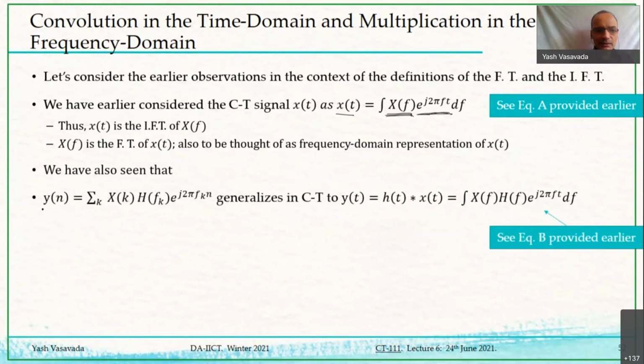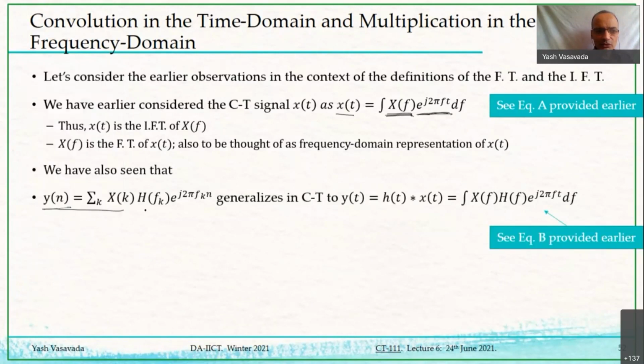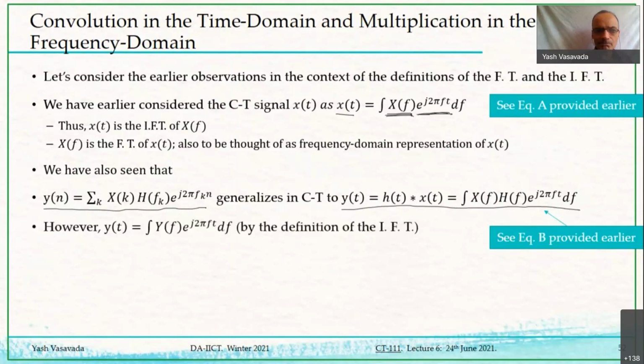And previously we saw this observation that the output of a convolution operation can be written like this. We have converted it to continuous time in this manner. This was our equation B on an earlier slide. But this y of t here, by the definition of inverse Fourier transform, can be written like this. This is the definition of inverse Fourier transform that we had on the previous slide.